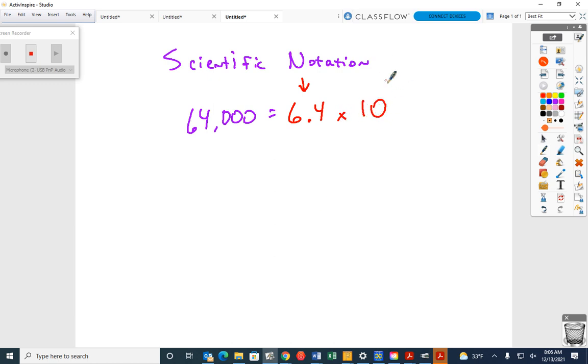And how do I determine this exponent? Can I just count the zeros here? That's a common mistake, isn't it? If I just count the zeros, that's not going to work. How do I figure out what the exponent is going to be? Anybody remember? Where did I put my decimal? Between what two numbers? I put my decimal right there. All I have to do now is count the digits to the right, which is how many? So this would be 10 to the what? 4. What if I have one like this?